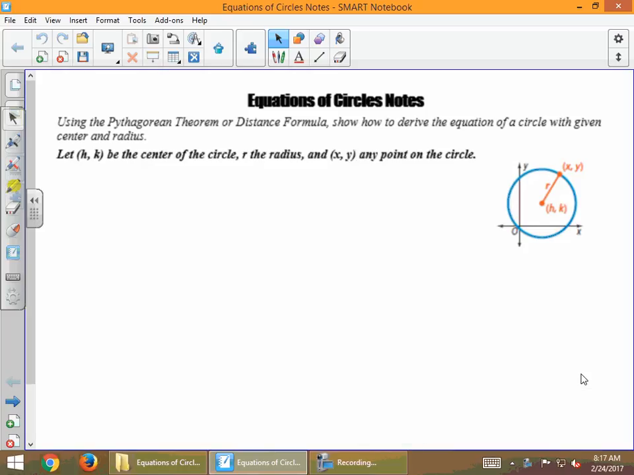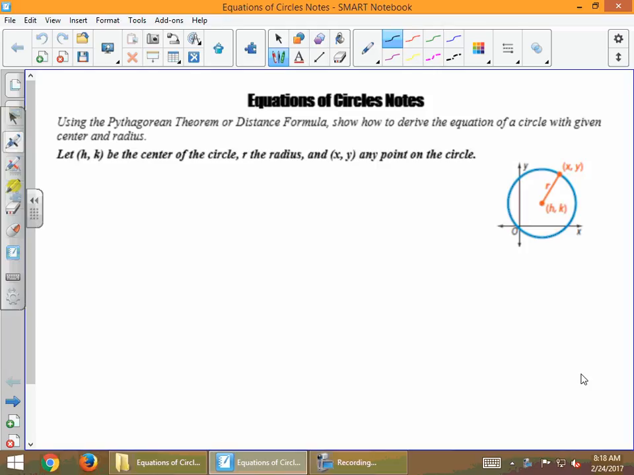So in this lesson we're going to talk about equations of circles. And first we're going to derive how we came up with the equation of the circle using the Pythagorean theorem. Again, this is one of those things we need to show you, so it will help you understand maybe where these equations come from. It kind of ties everything together.